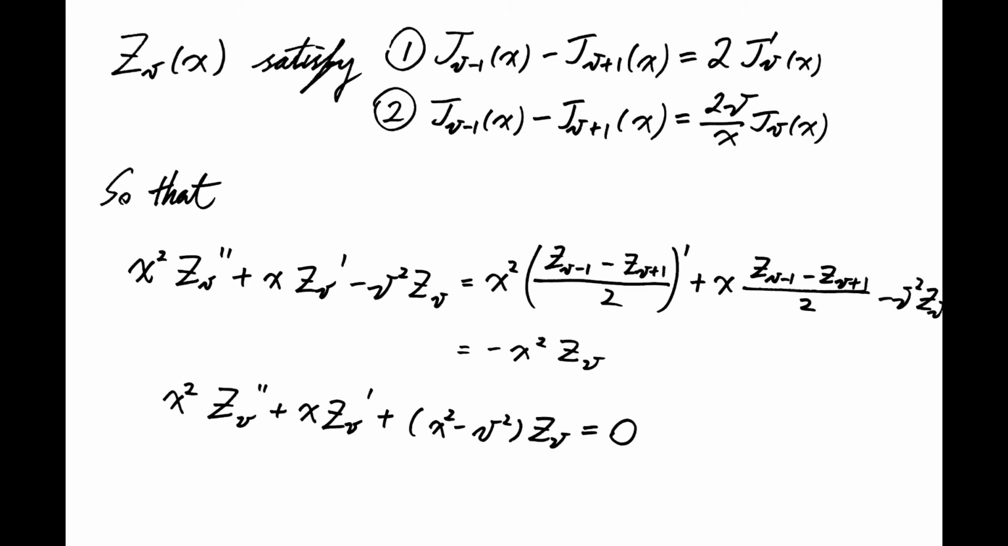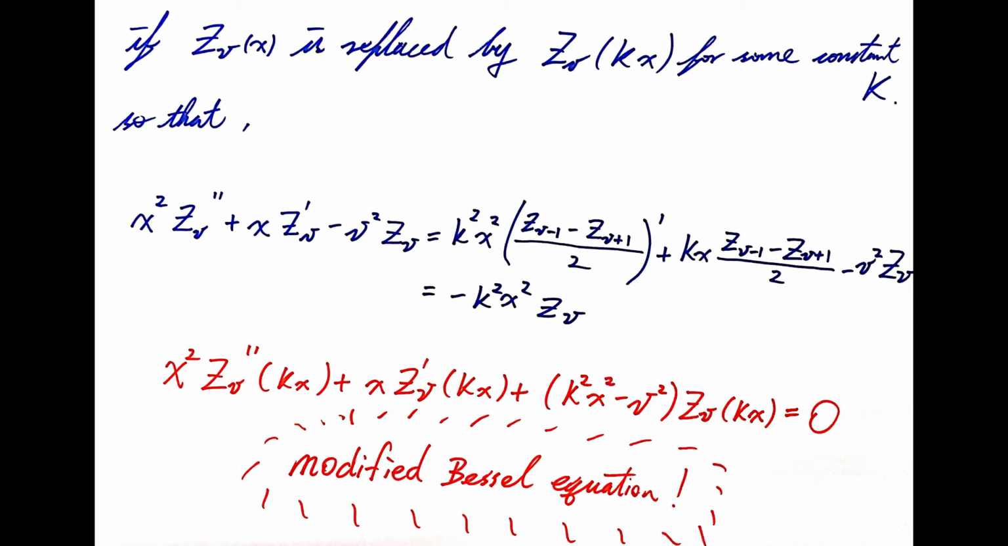Let's modify the Bessel equation by supposing there is some function set of x which satisfies the two rules of recurrence relations of the Bessel functions, so that we will get this equation in blue. Simply replace set nu of x by set nu of kx for some constant k, using the same relations, and evaluate the equation. We will get this equation in red.